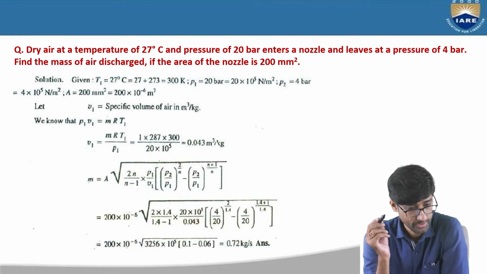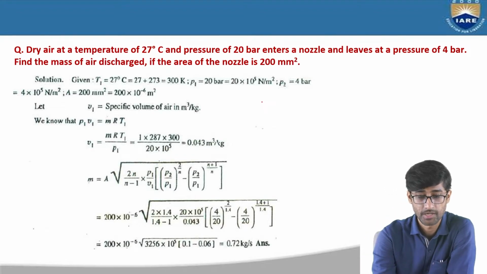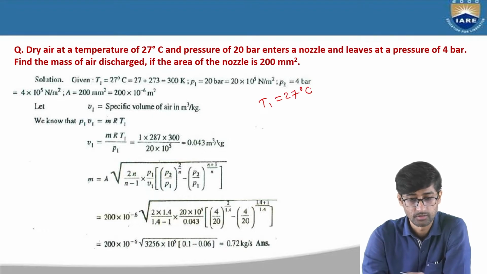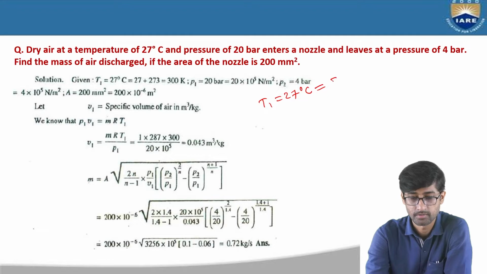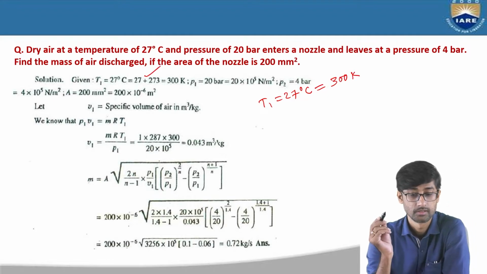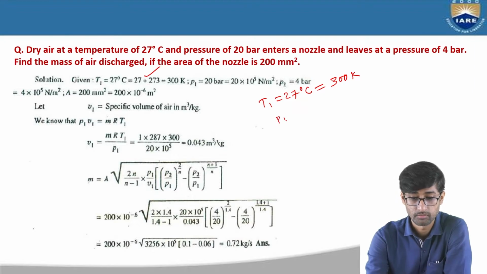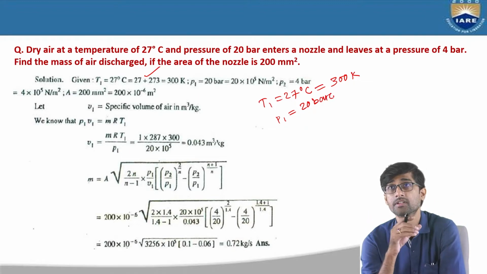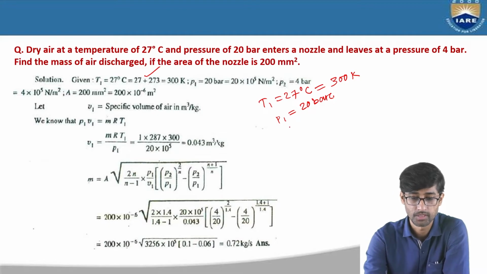What is the initial condition? Dry air. What is the refrigerant used? Air, right? The initial temperature T1 is equal to 27 degrees Celsius. Convert to Kelvin: this becomes 273 plus 27, that is 300 Kelvin. And pressure P1 is equal to 20 bar. It enters a nozzle, right? These are the initial conditions. And it leaves at a pressure P2 equal to 4 bar.